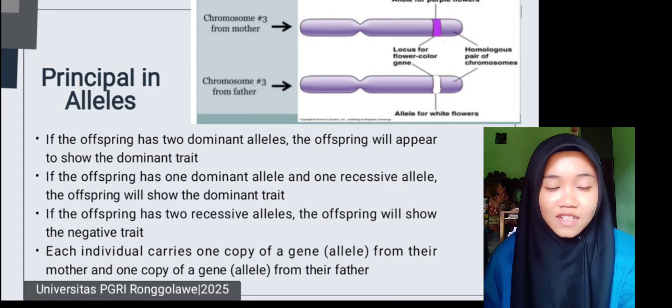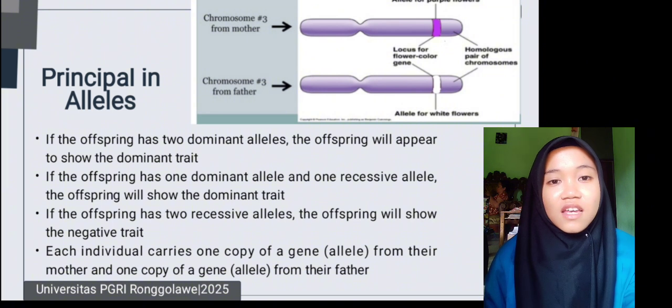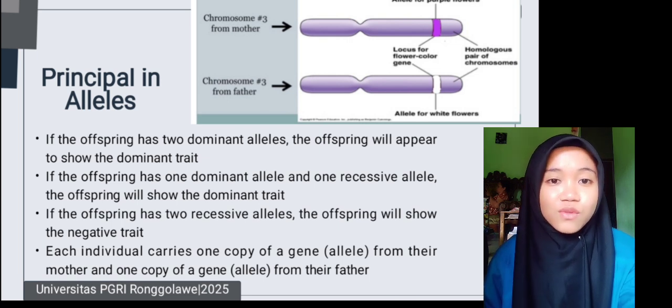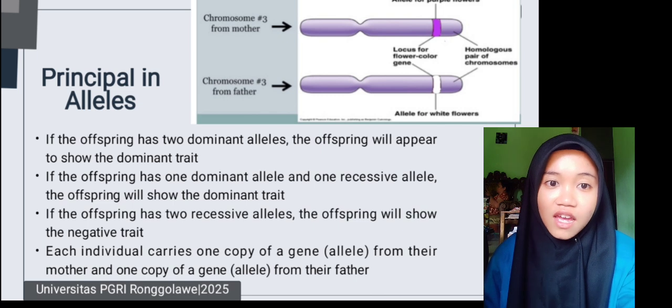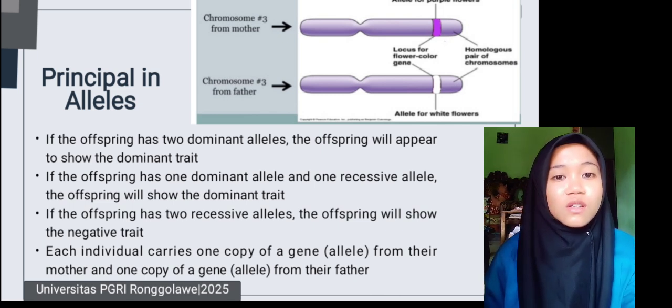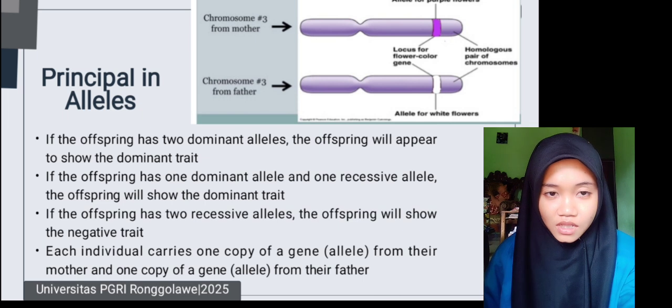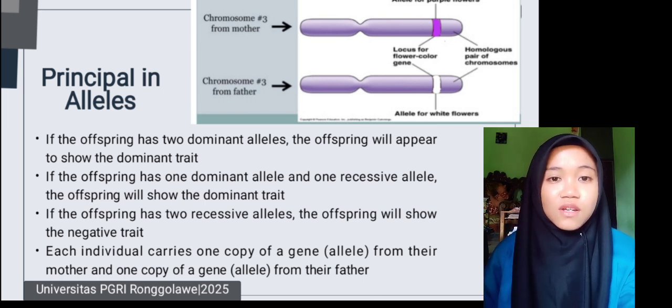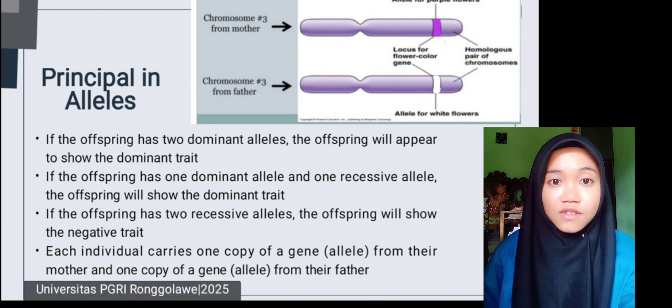Next slide, principle of alleles. If the offspring has two dominant alleles, the offspring will show the dominant trait. If the offspring has one dominant allele and one recessive allele, the offspring will show the dominant trait. If the offspring has two recessive alleles, the offspring will show the recessive trait.